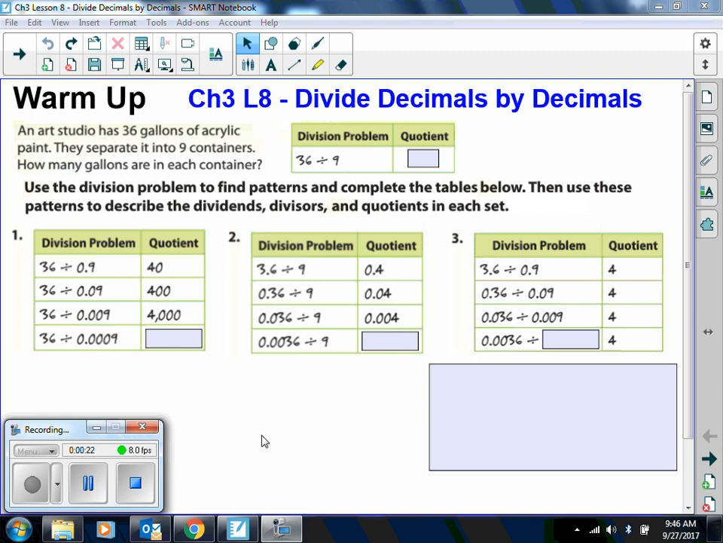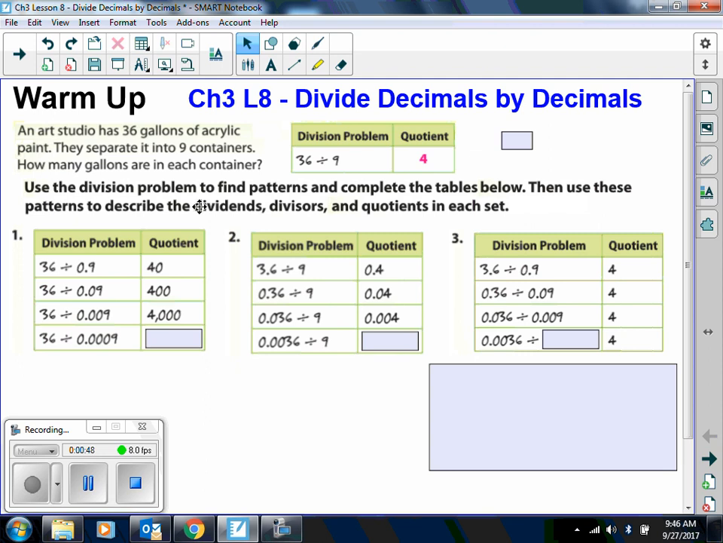It says in the warm-up, an art studio has 36 gallons of acrylic paint. They separate it into 9 containers. How many gallons are in each container? So this is kind of what we did yesterday. We did 36 divided by 9. So how many gallons do we have in each container? 4. Very good. We have 4 gallons. Now, we're going to throw some decimals in here.